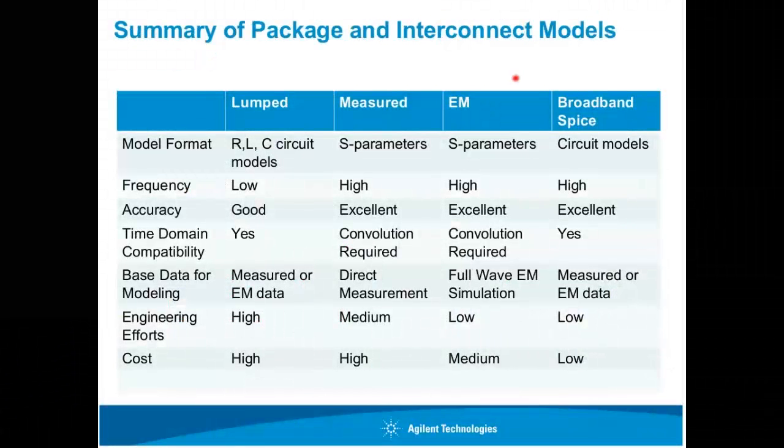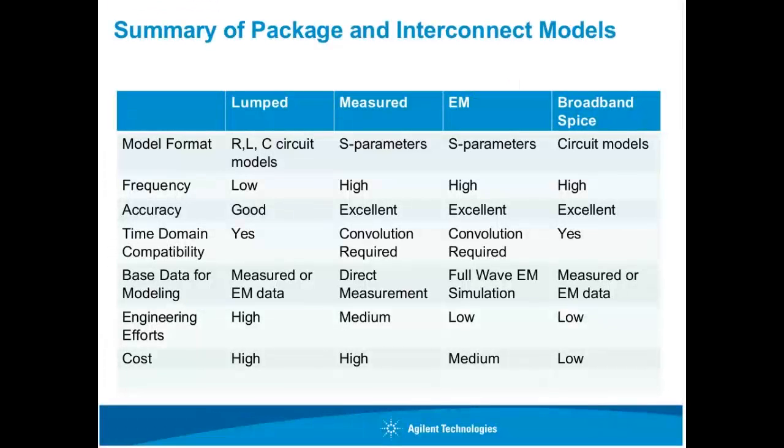As a summary, I tried to make up this table so that we can see all the details of the data for different types of models. But as a highlight, in terms of accuracy, measured data, EM, and broadband SPICE models will be providing the best solution. But from the other viewpoint, understanding the cost, EM will be providing the best models at a reasonable cost level. But when we go with broadband SPICE models, the cost will be very, very low.